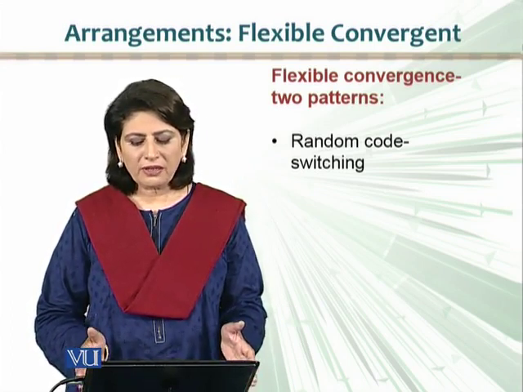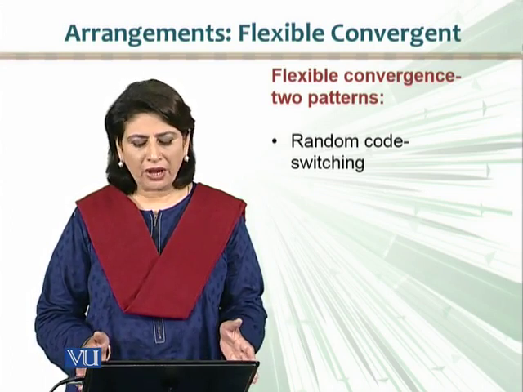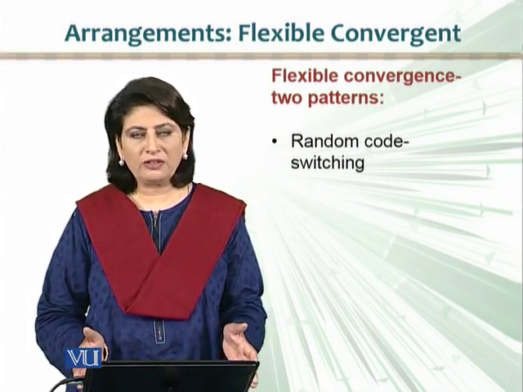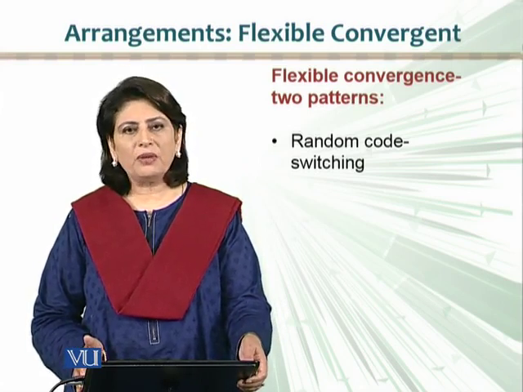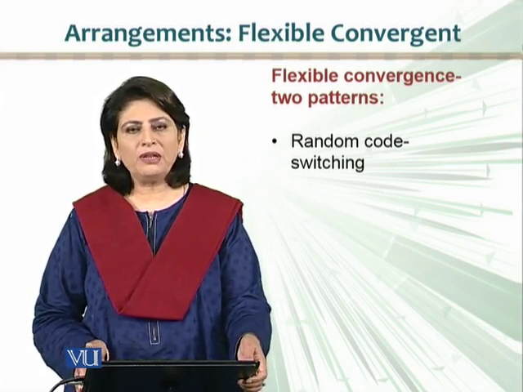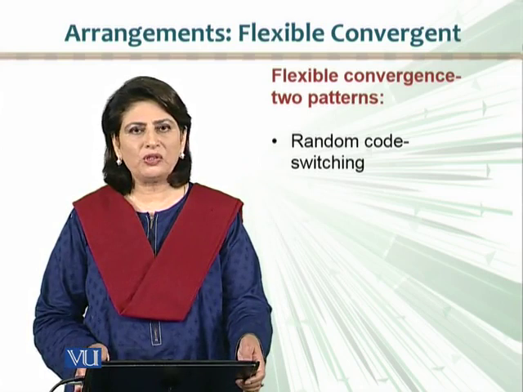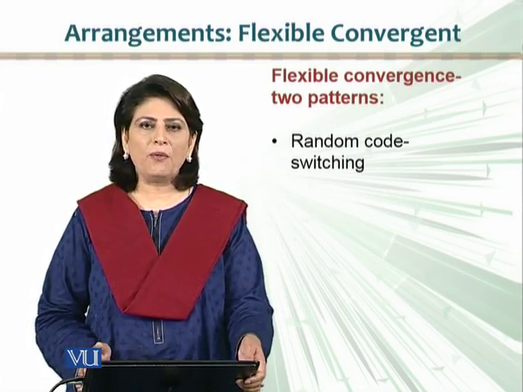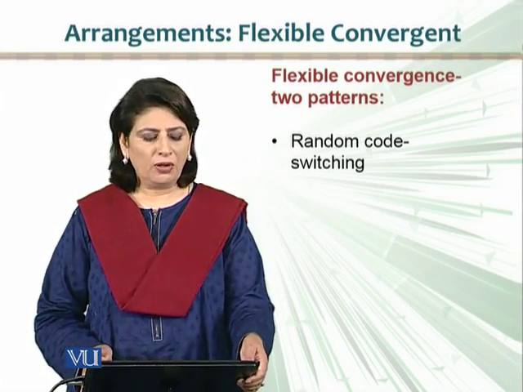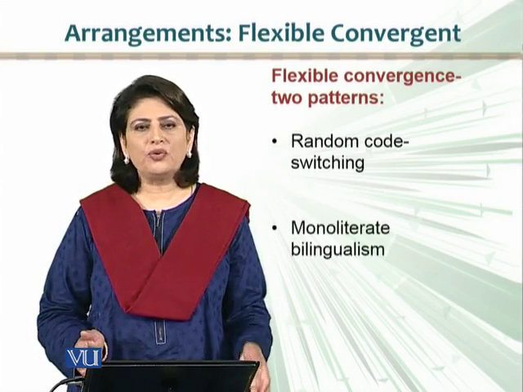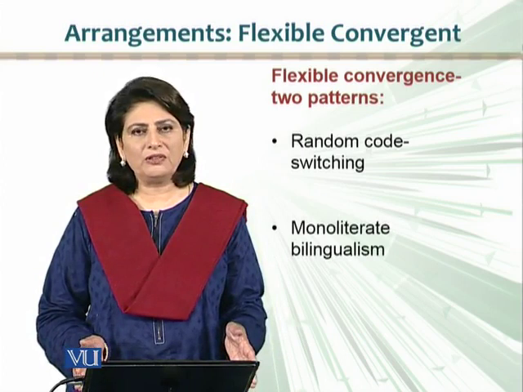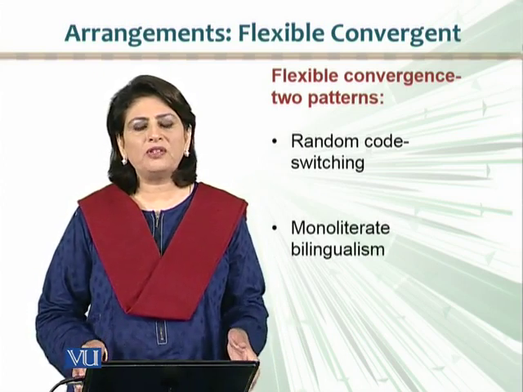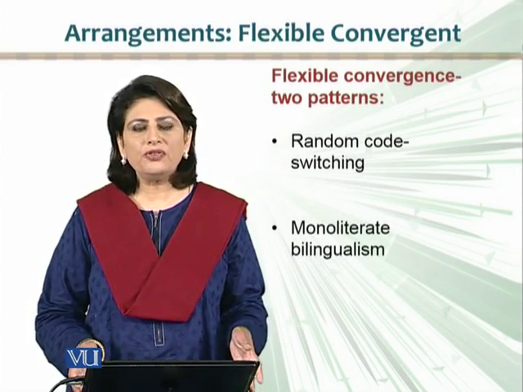Flexible convergence programs have two patterns. One is based on random code switching, that is, the teacher might code switch randomly without thinking why she is doing it, without thinking when she is doing it, or whether it is benefiting the students or not. This use is only random. It is intuitive, and it might be based on the needs of the teacher herself.